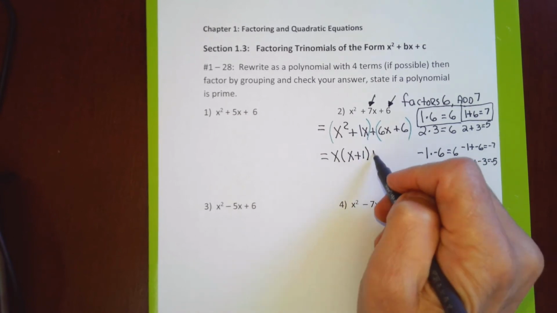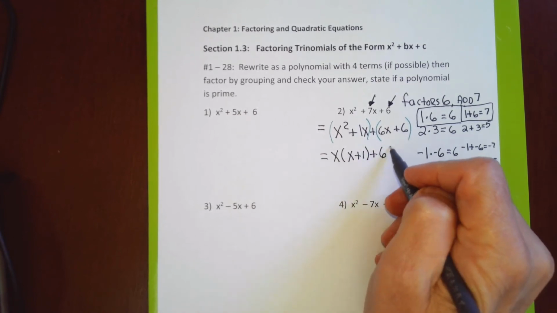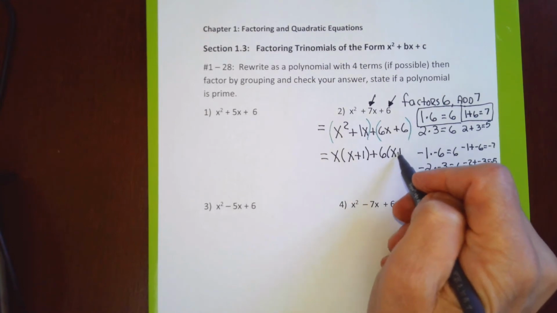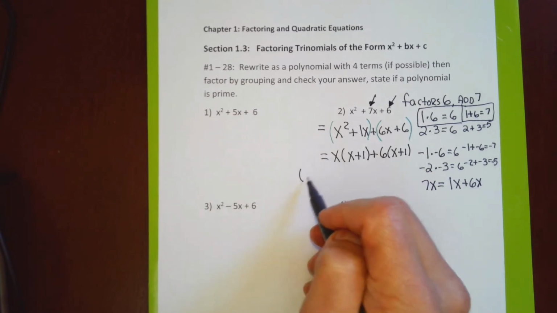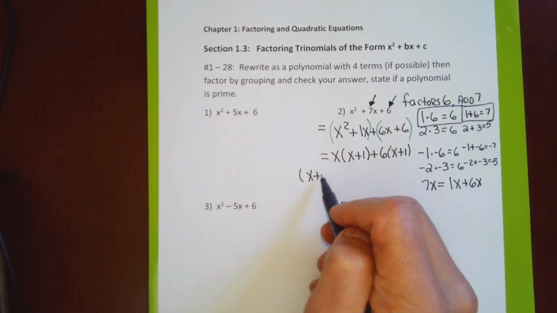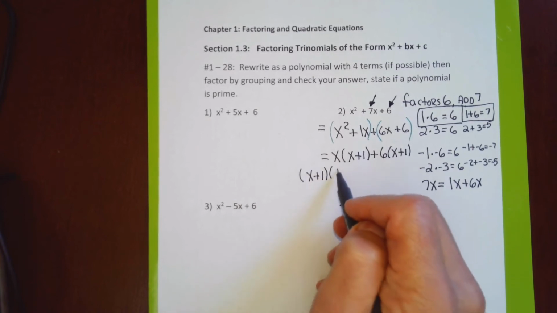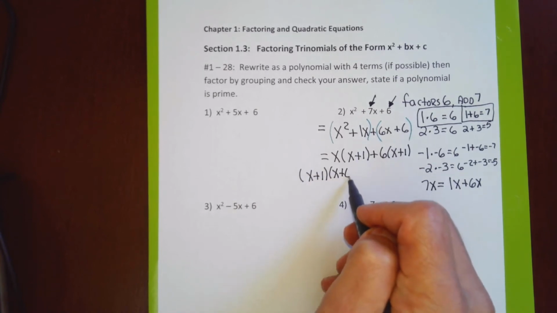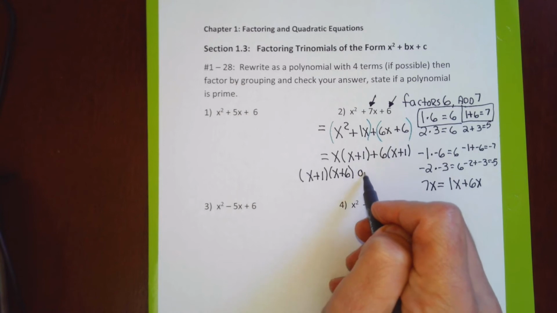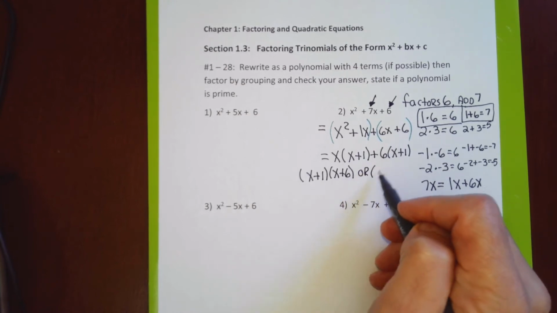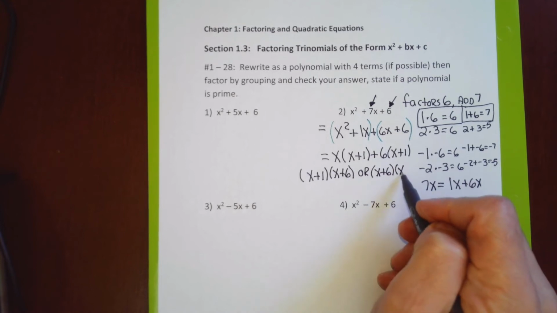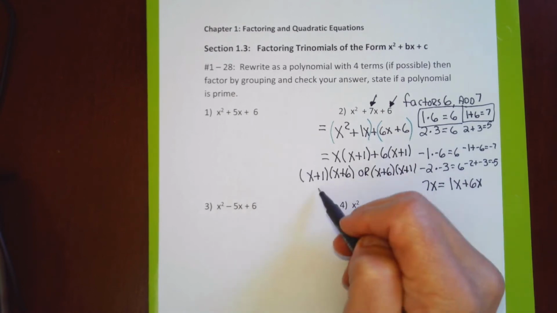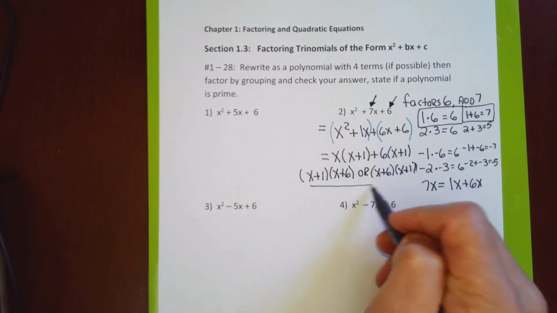From the second 2 terms, I'm going to factor out a common factor of 6 and be left with an x plus 1. I have my choice in directions to write my answer. I could either write the common parentheses first, followed by what's in front of the common parentheses, or I could write what's in front of the common parentheses first, followed by the common parentheses.